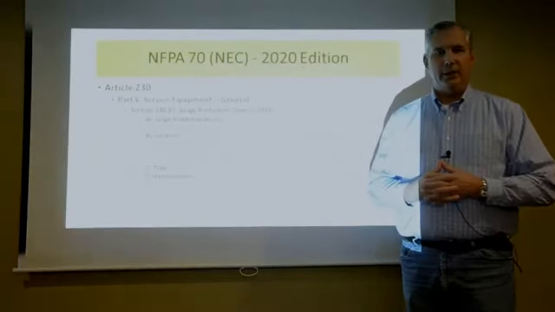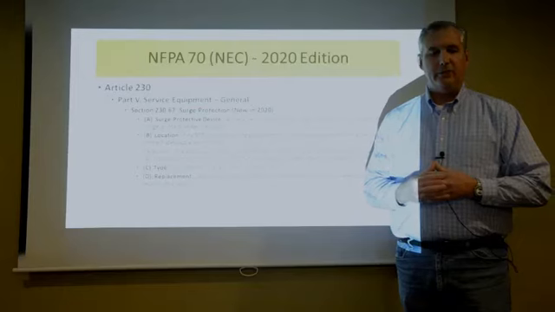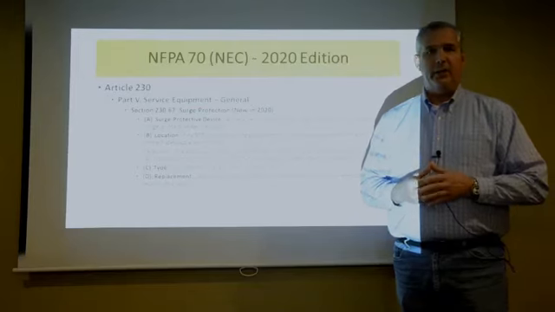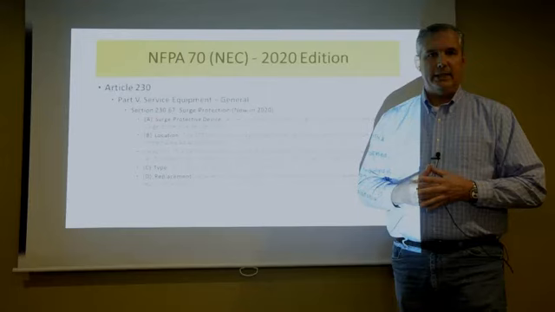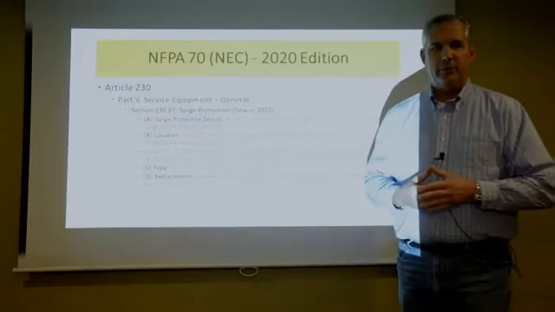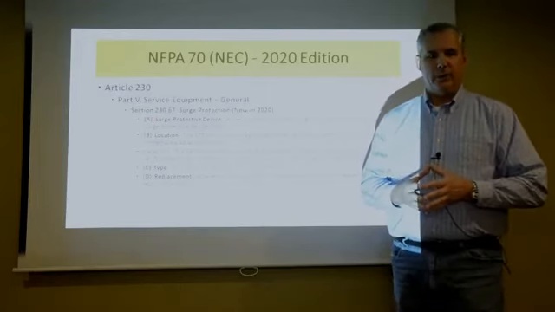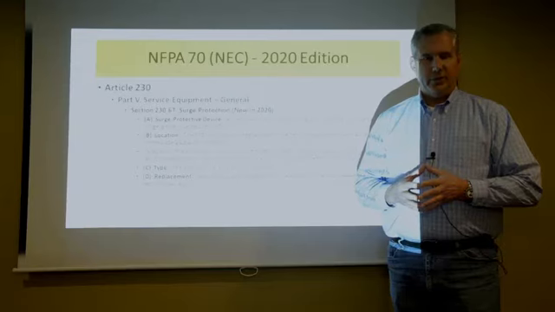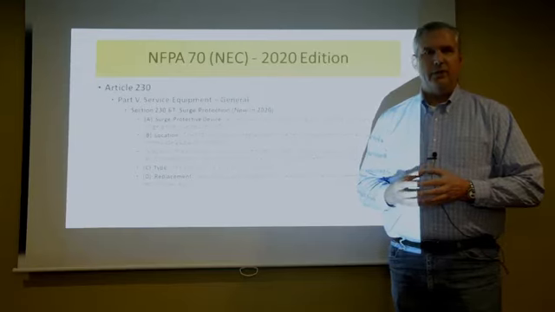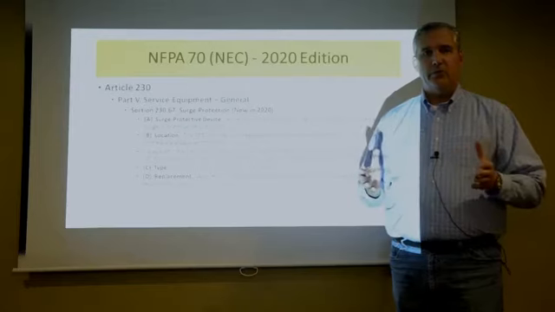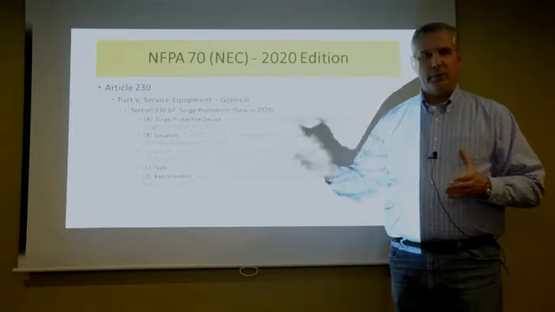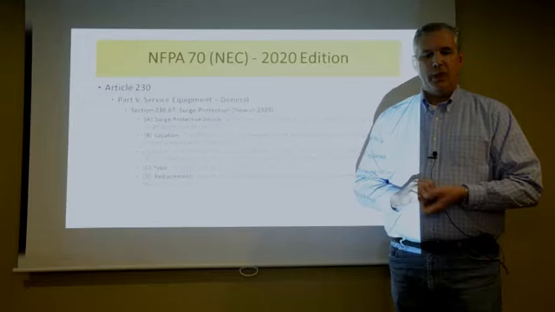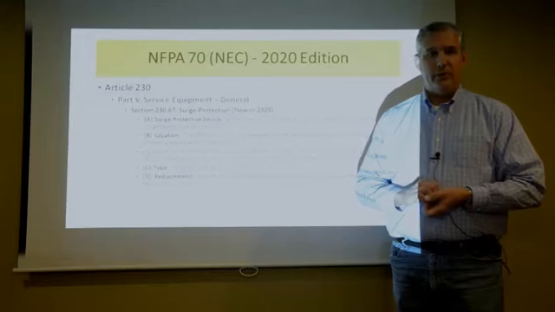This is new to the NFPA, National Electrical Code, NFPA 70. In the 2020 edition, they just came out with Article 230, which requires surge protection devices in new installations in dwelling units. So homes and dwelling units, apartments, condominiums, etc. Must have whole facility or whole house surge protectors.